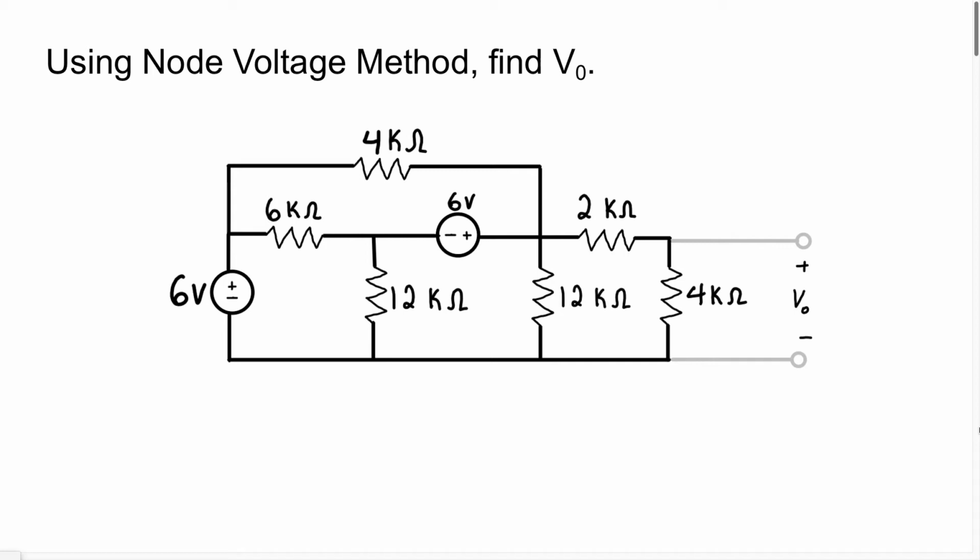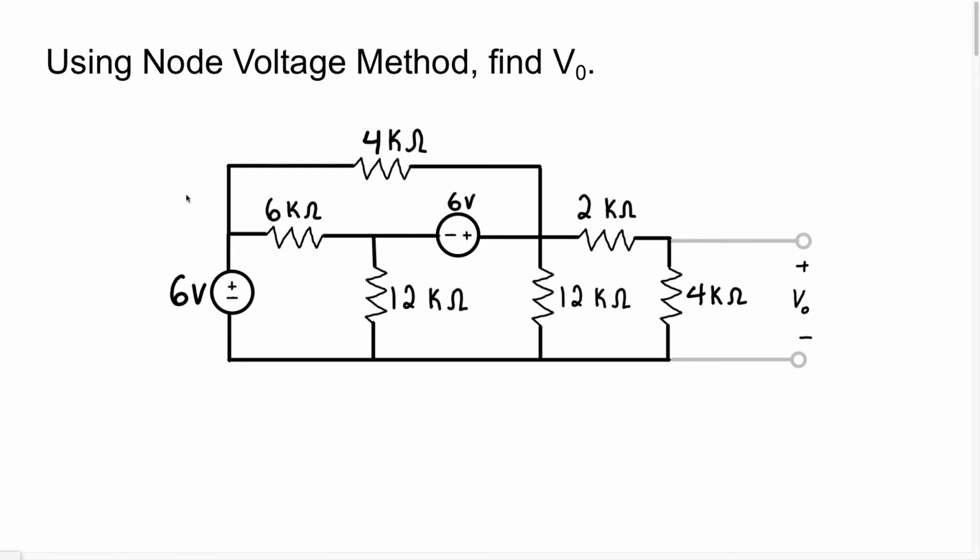In this video, we're going to use the node voltage method to find the voltage VO, which is the voltage across this 4K resistor. Because we're going to use the node voltage method, the very first thing we should do is identify all of our essential nodes and choose one of those nodes as our reference node.